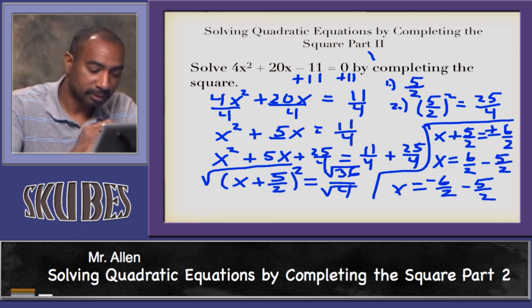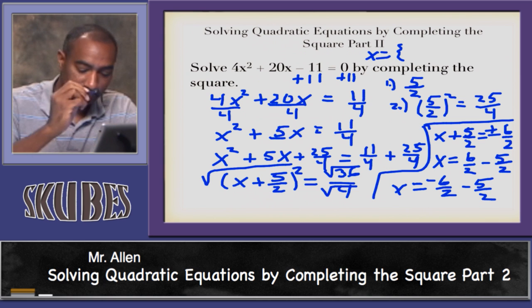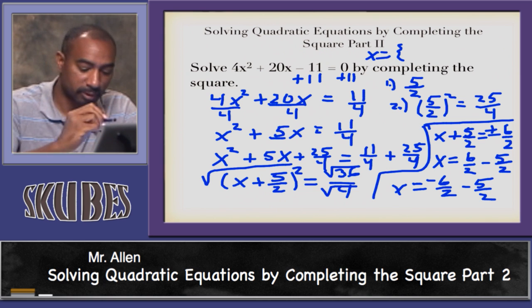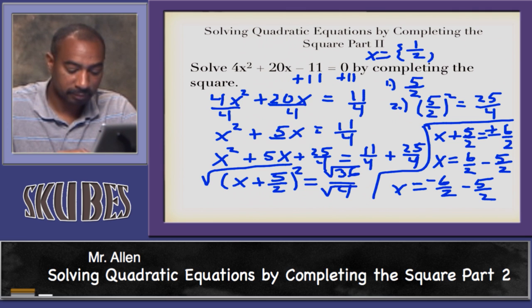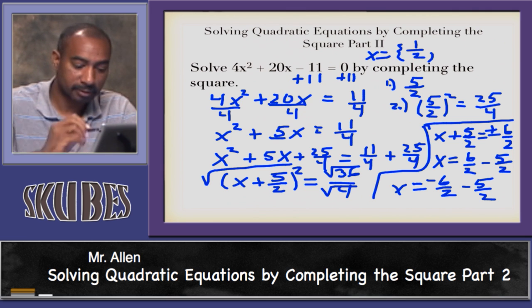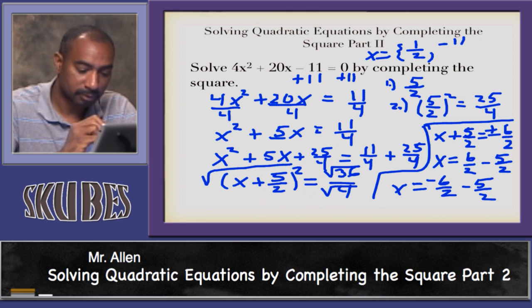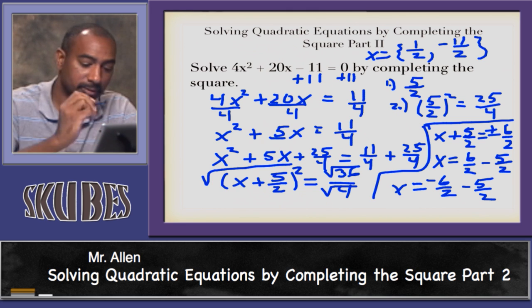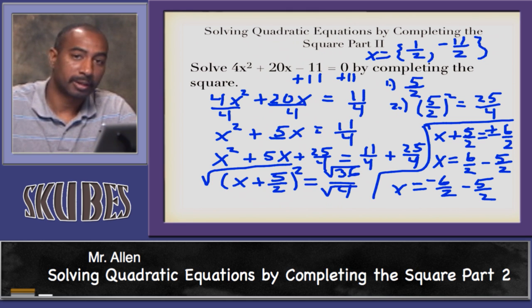So what you get is x is, well, 6 minus 5 is 1, so 1 half is one of your solutions. And negative 6 minus 5 is negative 11, so negative 11 halves is your other solution. This completes the lesson for today.